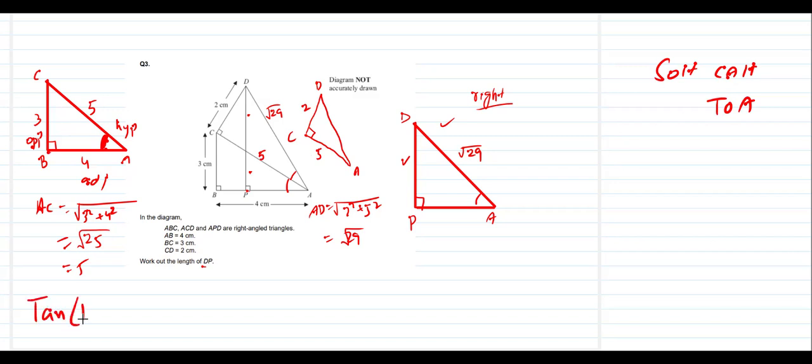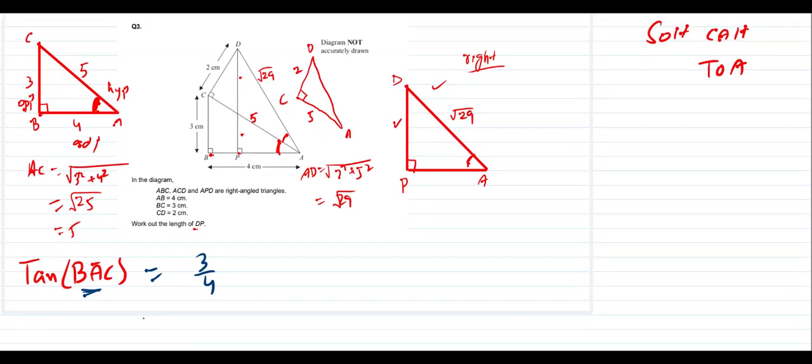Tangent of BAC. Remember, the central one is always the angle. Why am I using BAC? Because A is this also. So just to specify, this one is BAC, this angle. So tangent means opposite over adjacent, 3 over 4. So if you want to find BAC, you need to take the tangent inverse of the sides. So BAC will be equal to tangent inverse of 3 over 4.